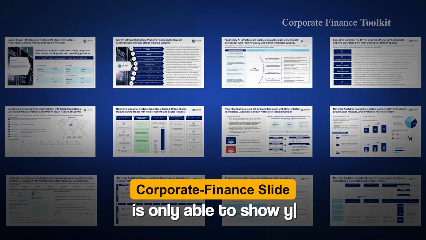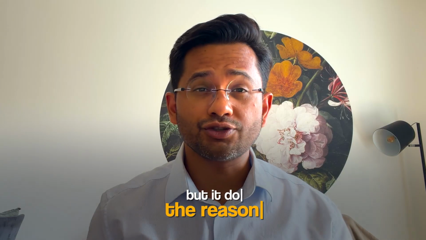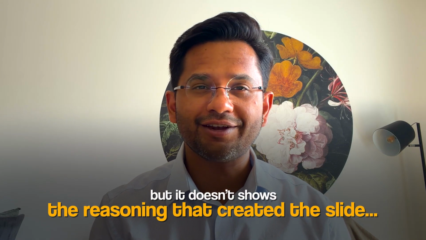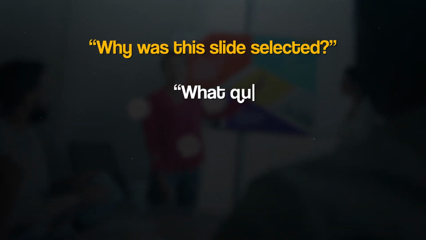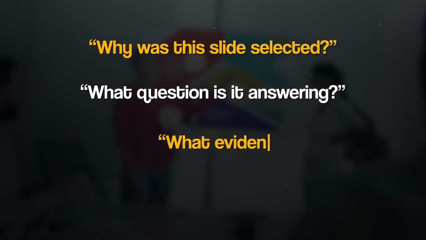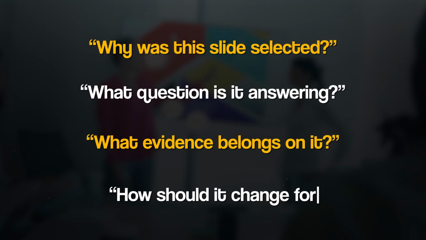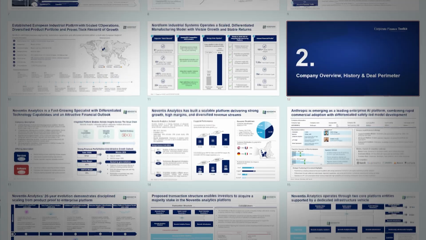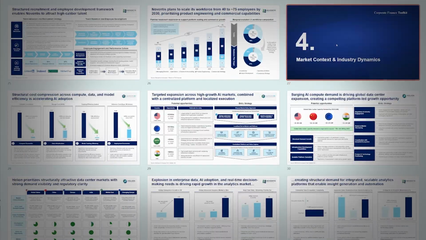A corporate finance slide shows you the final output. What it does not show you is the reasoning that created it. Why was this slide selected? What question is it answering? What evidence belongs on it? And how should it change for the next transaction? That hidden reasoning is what separates a useful professional system from a folder of attractive templates.